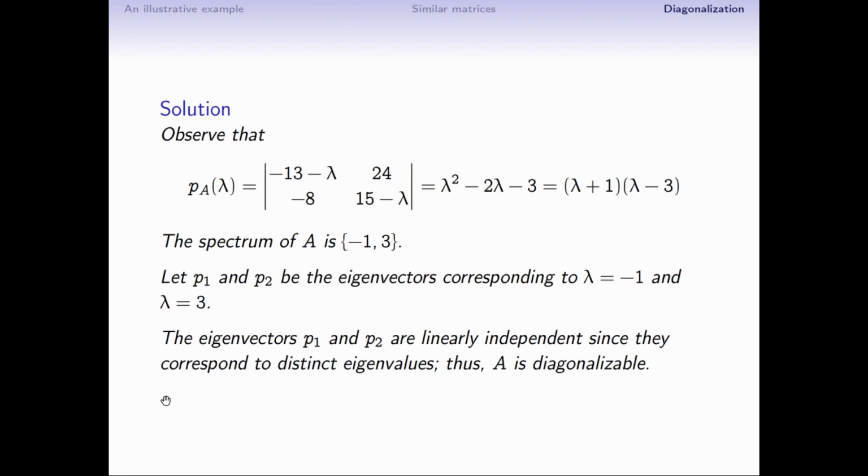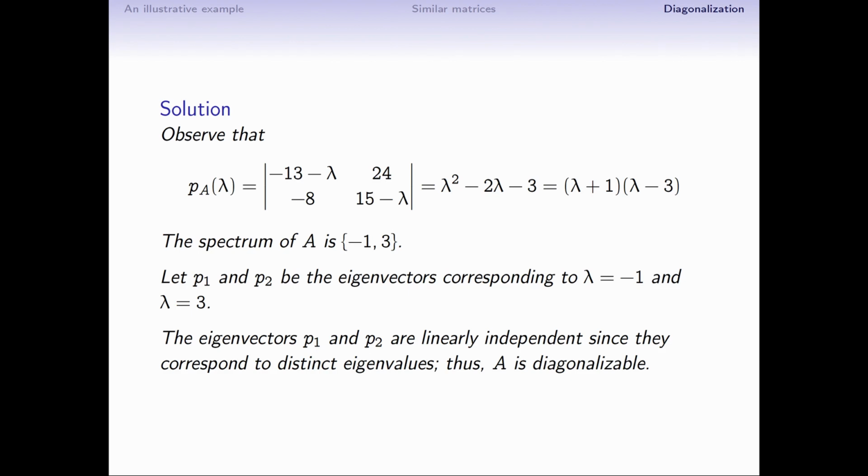Now, the eigenvectors P1 and P2 are linearly independent since they correspond to distinct eigenvalues. That's something we looked at back in section 4.3. So we know that P1 and P2 are linearly independent, and that means that A is diagonalizable according to theorem 4.23. Now you'll notice in solving this problem, we actually never found P1 and P2 explicitly. Nonetheless, we know that they exist, and since there are two of them, and since they are linearly independent, we know that the matrix A is diagonalizable.